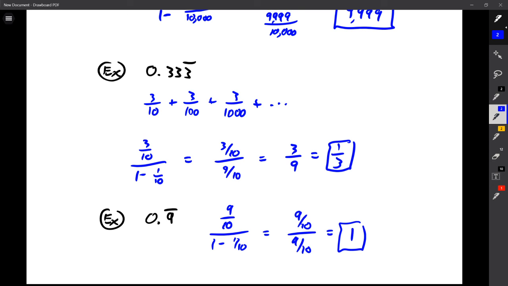You have some of these where you are given some kind of a sequence or a series, and you need to identify what r is first and be like, oh, that's geometric, and here's what r is, and go from there.